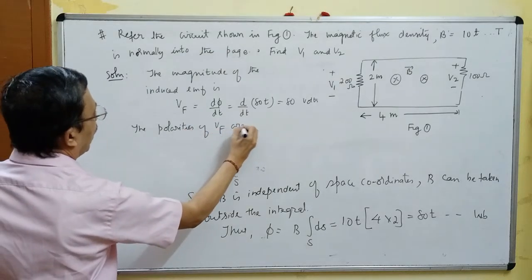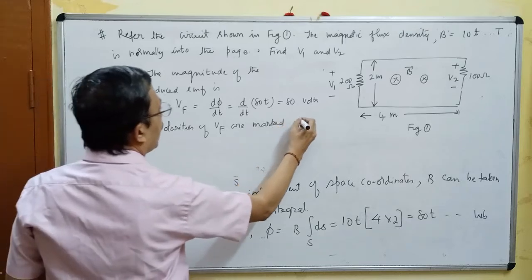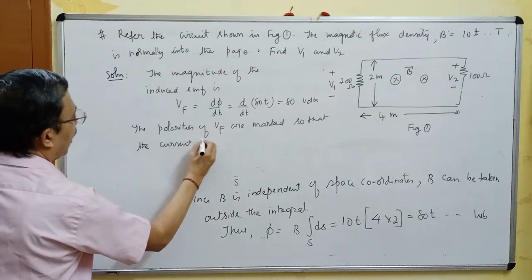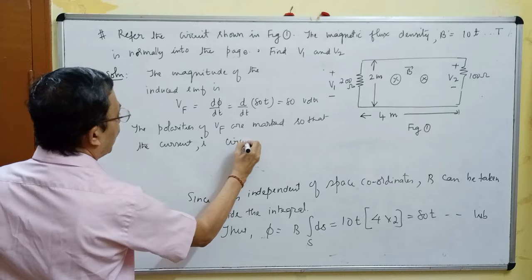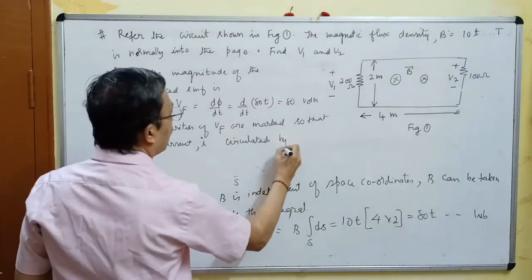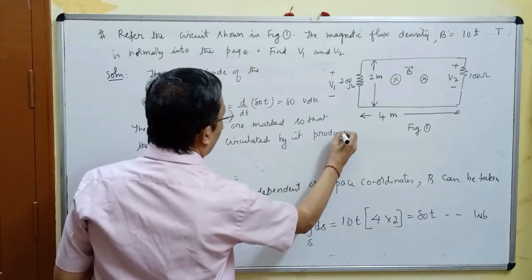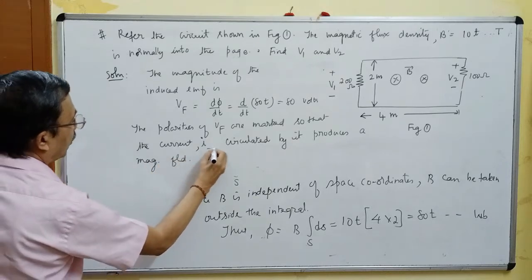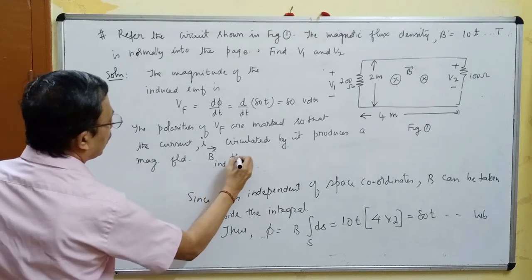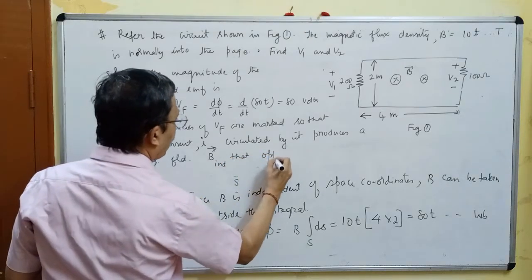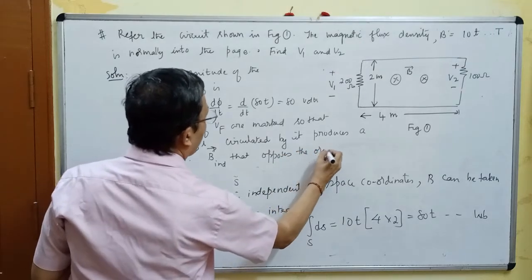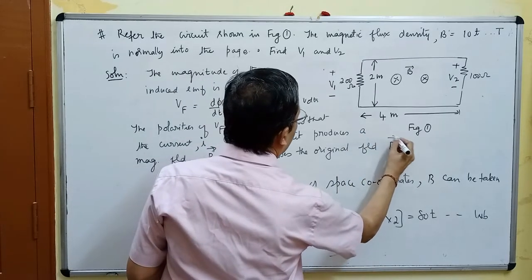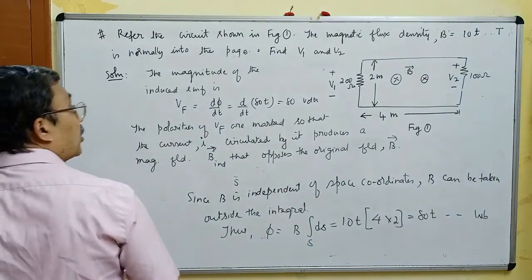The polarities of Vf are marked so that the current I circulated by it produces a magnetic field, vector B induced, that opposes the original field, vector B. So I mark the polarities now.